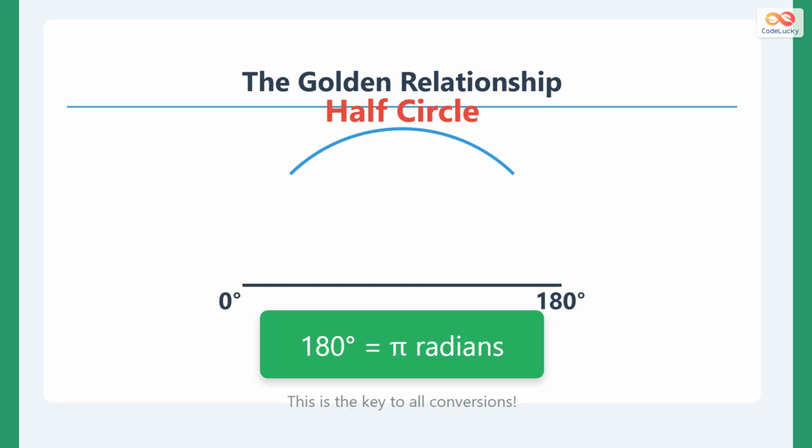Here is the most important thing to remember. If a full circle is 360 degrees or 2 pi radians, then a half circle is 180 degrees, which equals exactly pi radians. This relationship, 180 equals pi, is the key to our conversion formula.